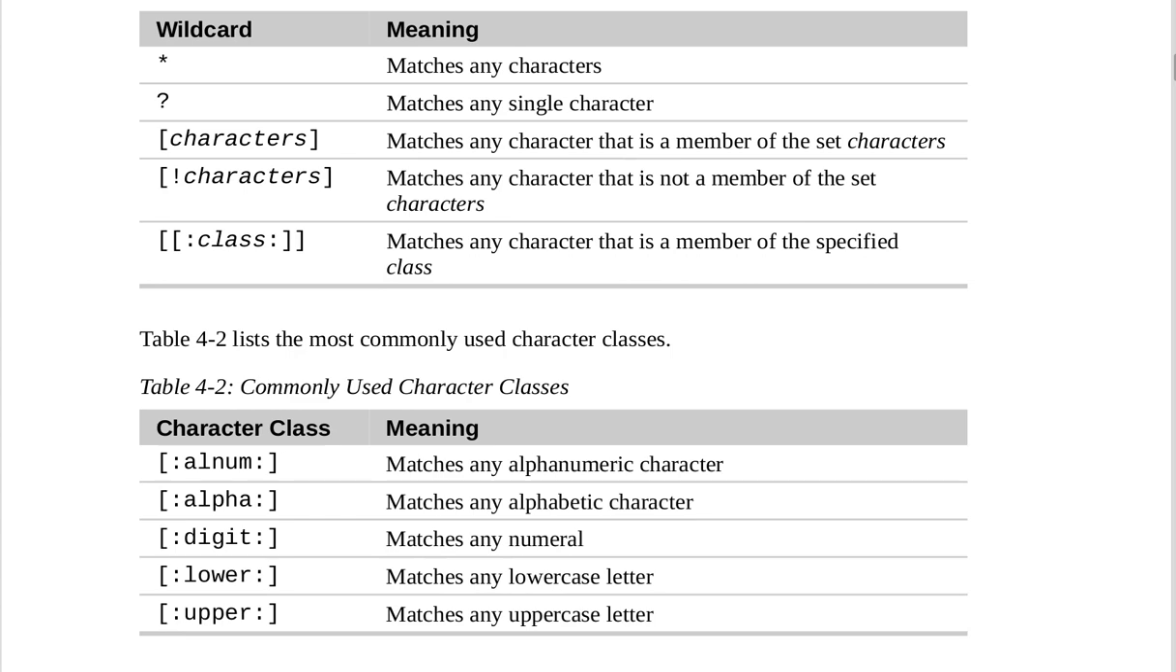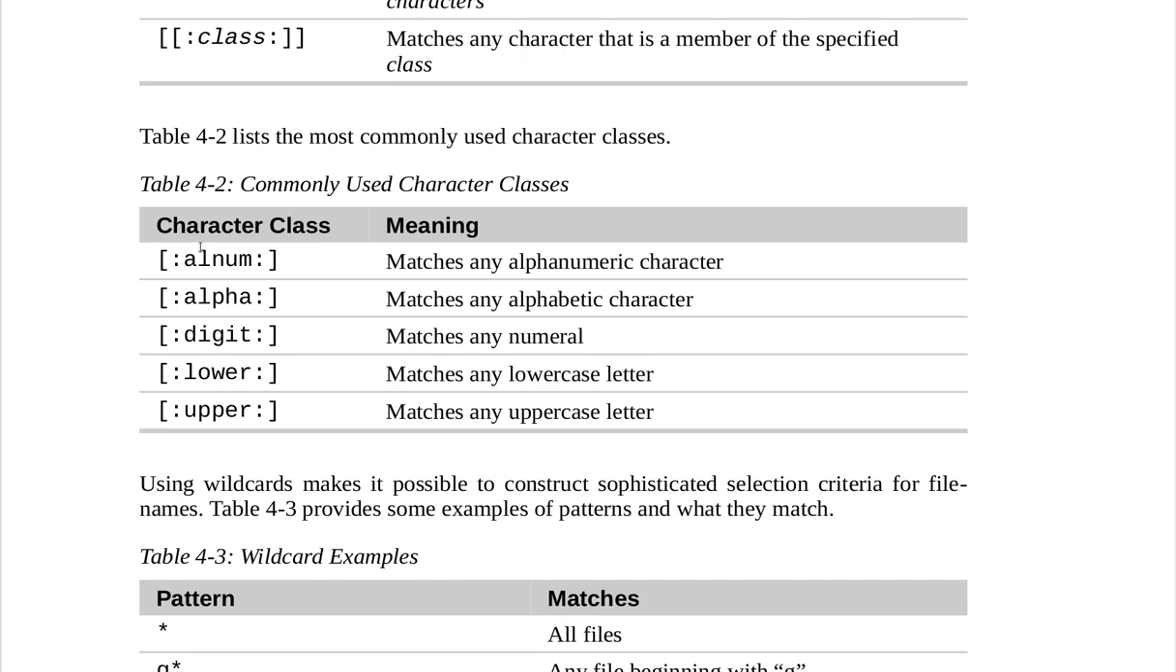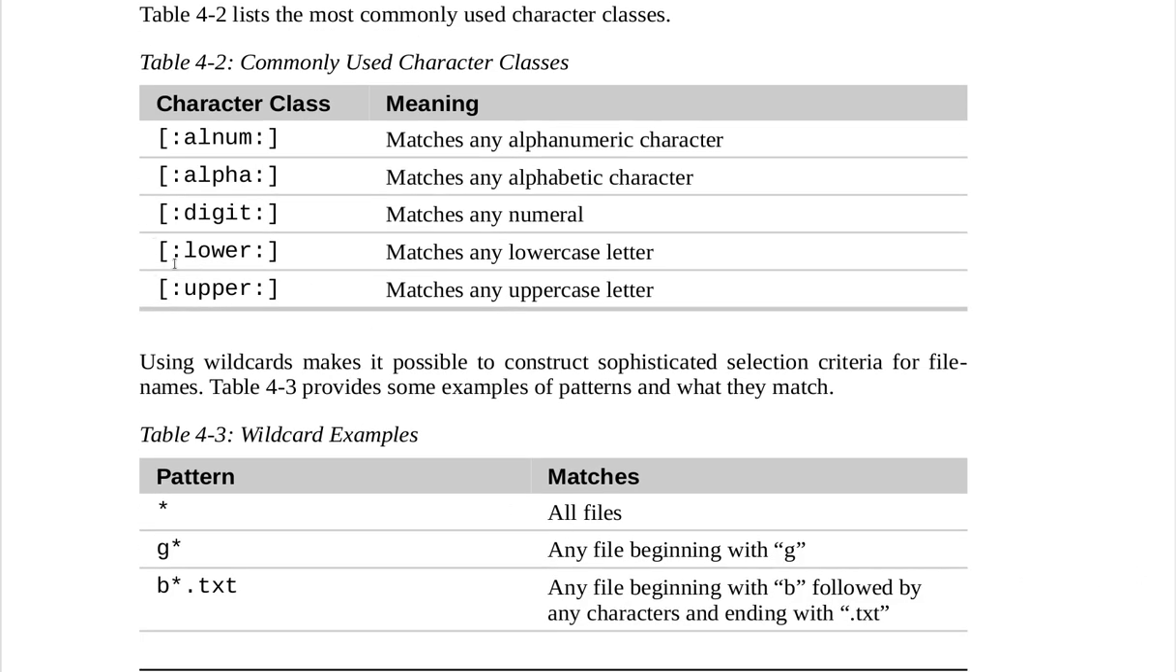Table 4-2 lists the most commonly used character classes. Bracket, colon, alnum, colon, close bracket, matches any alphanumeric character. Bracket, colon, alpha, colon, close bracket, matches any alphabetic character. Bracket, colon, digit, colon, close bracket, matches any numeral. Bracket, colon, lower, colon, close bracket, matches any lowercase letter. Bracket, colon, upper, colon, close bracket, matches any uppercase letter.